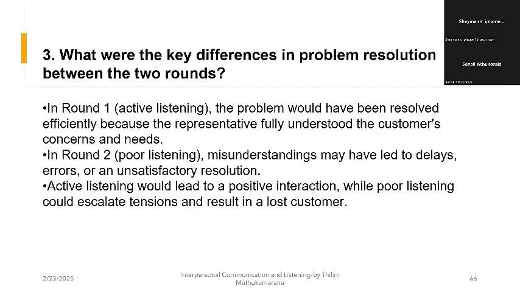Okay. Then what were the key differences in problem resolution between the two rounds? The first round was active listening. The problem would have been resolved efficiently because the representative fully understood the customer's concerns and needs. In round two, with poor listening, the misunderstandings may lead to delays, errors, and unsatisfactory resolution. So active listening would lead to a positive reaction, while poor listening could escalate tensions and result in even lost customers, right?